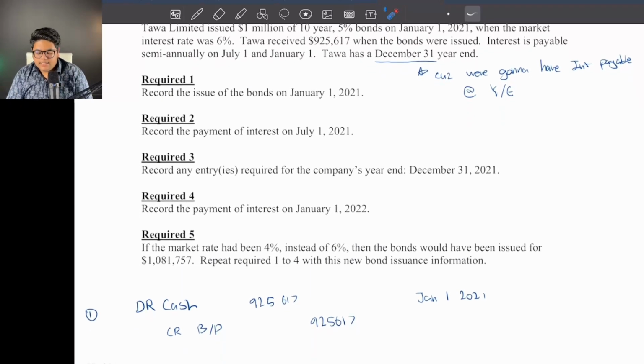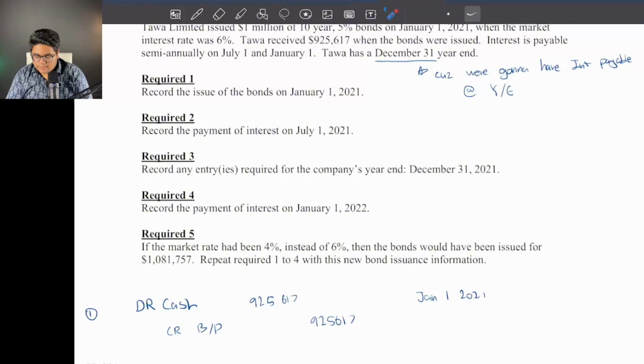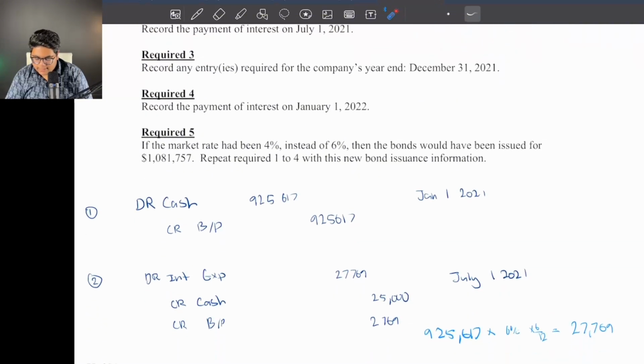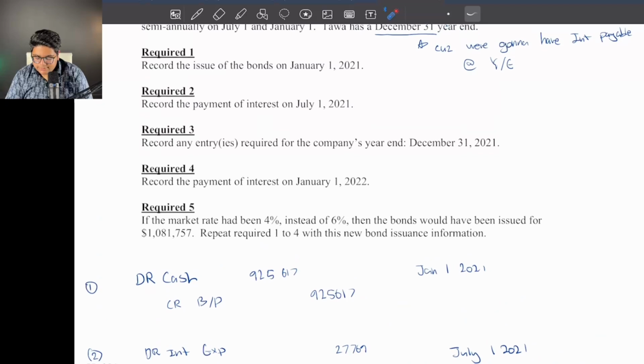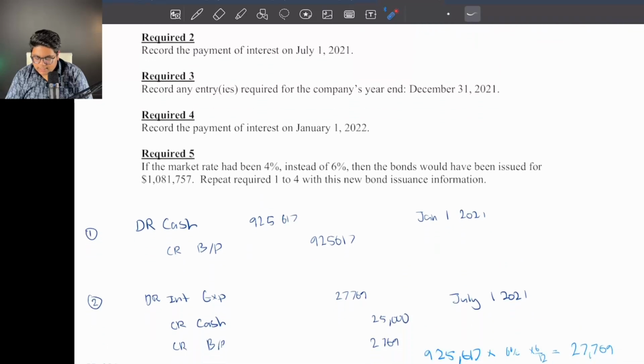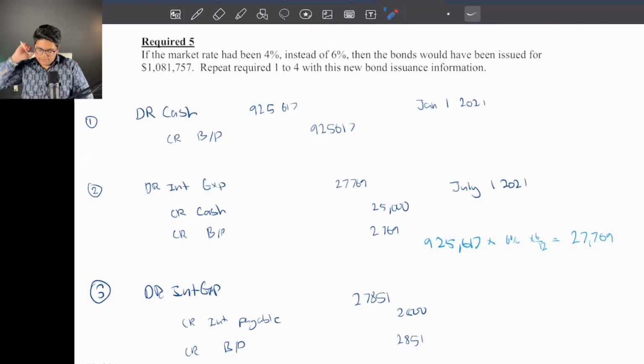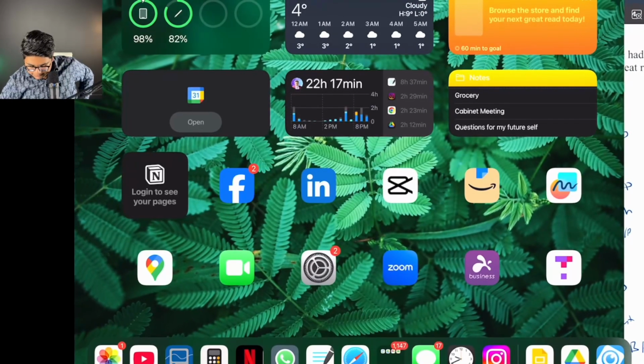Cool. So required one, record the issue of the bonds. Again, plain and simple, debit cash for 925,617, credit bonds payable for 925,617. And this is the date that they were issued. Required two, record the payment of interest on July 1st. Okay, so here's the tricky part. Let me pull up my calculator.